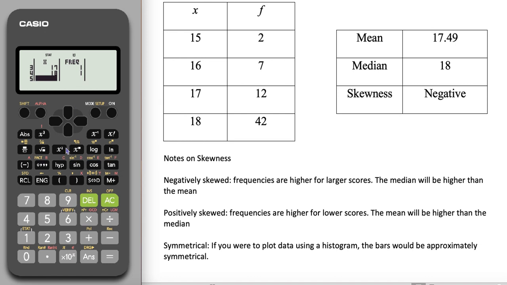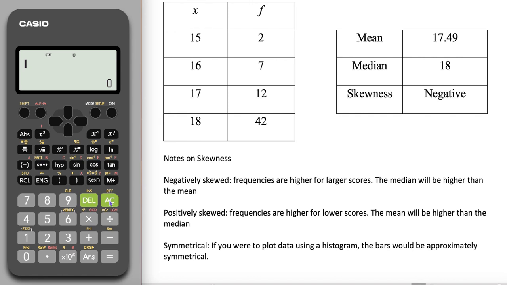Well, that's not very good for our purpose, so what we're going to do is scroll across and up till we get to the first row. We're there, and we're going to enter the frequencies. So 2, we're age 15, 7, we're age 16, 12, age 17, and the majority, 42, were 18. Good, our data's in. And now we press AC to get out of there.